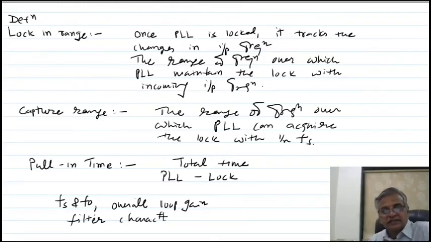In the next lecture, we will discuss the phase detector. There are two types of phase detector: one is the analog phase detector and the second is the digital phase detector. Here I am ending this lecture.